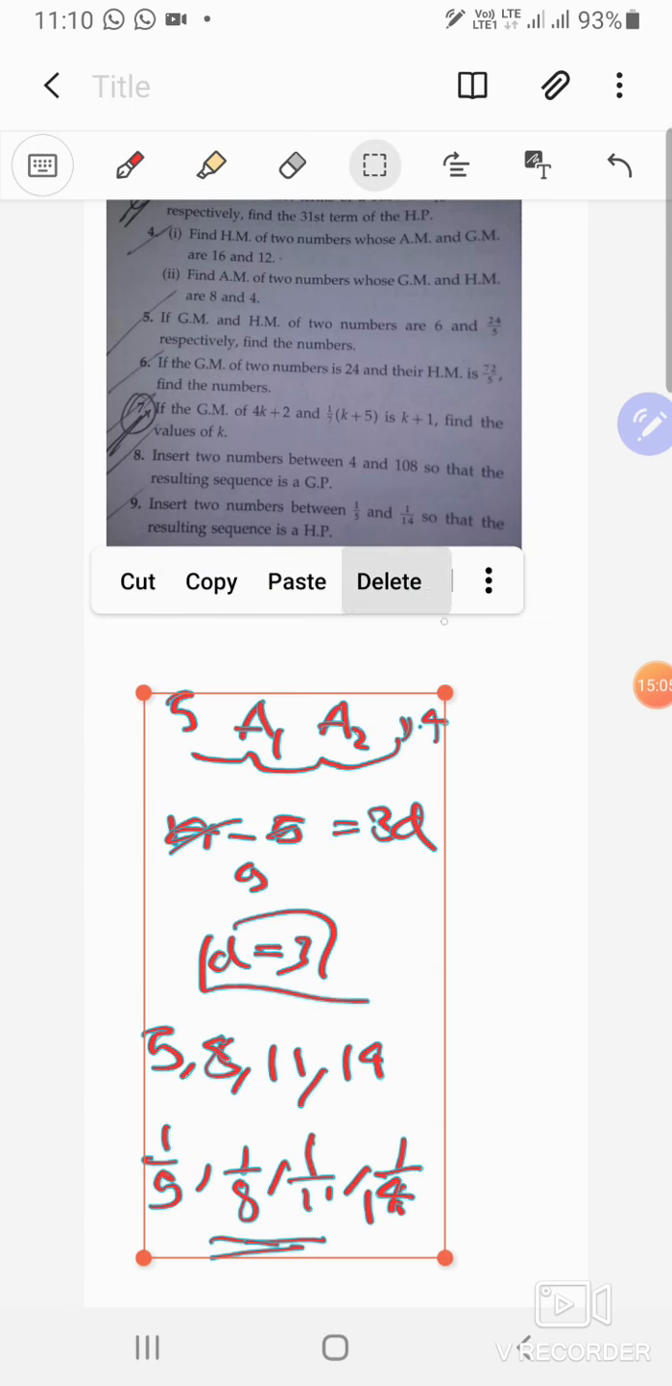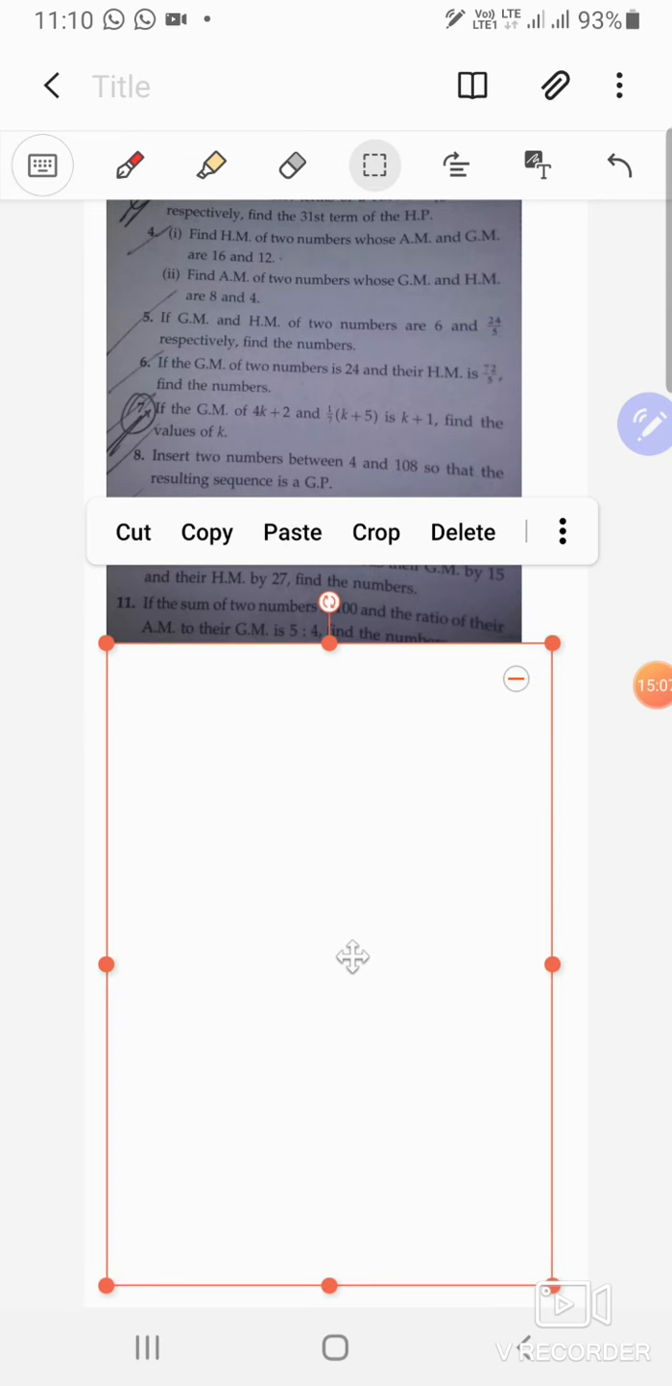If the AM of two numbers exceeds their GM by 15, and their HM by 27, find the numbers. So the AM of two numbers exceeds their GM by 15, so AM equals GM plus 15, and the HM by 27. Okay, so AM is also equal to HM plus 27. Then we have to find the numbers. Okay, no problem.